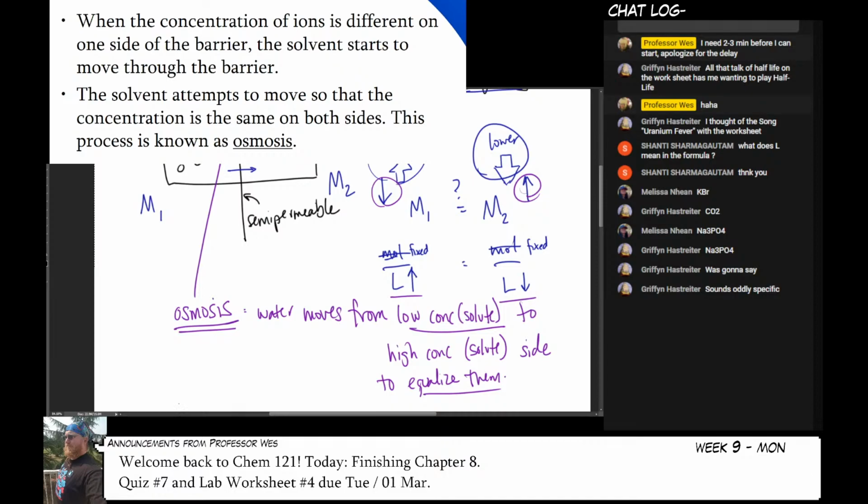Now, anywhere that there is water and ions, this happens. And so, all the time, your body is exchanging water into and out of cells. Now, if you eat a lot of salt, then you increase the concentration of ions in your bloodstream, because the salt goes into your bloodstream. It's absorbed in the intestines and stuff like that, right?